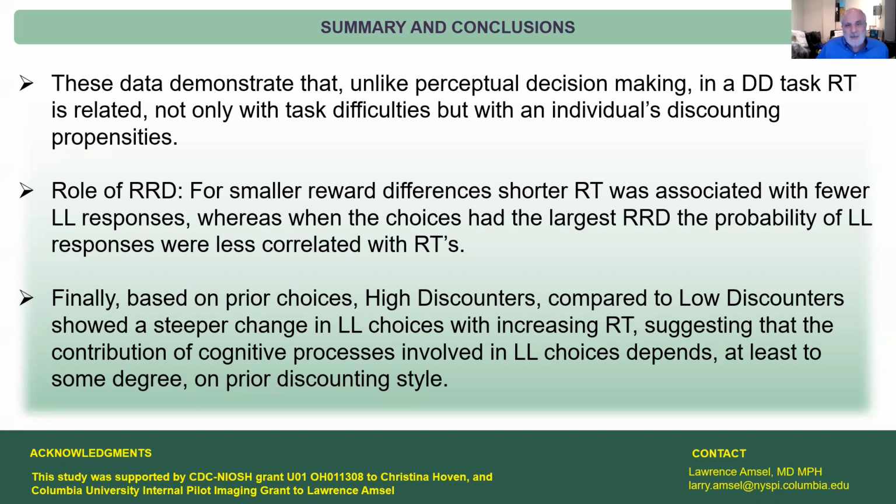Finally, prior choices made a difference, and high discounters compared to low discounters showed a steeper change in LL choices with increased reaction time, that is, the more time they took to make the choice, suggesting that there's a contribution of cognitive processes involved in LL choices, depending at least to some degree on prior discounting style and therefore on impulsivity propensity.